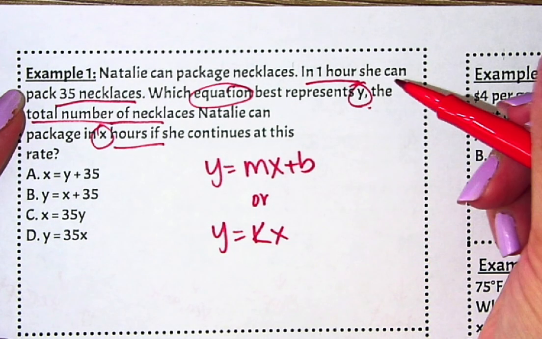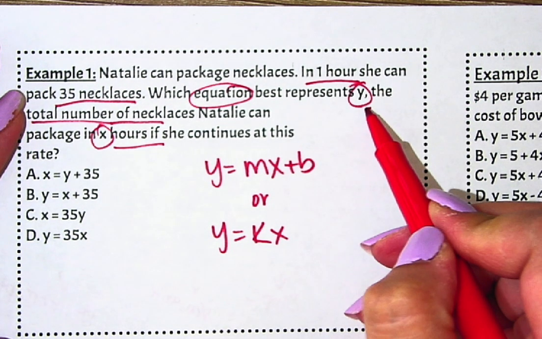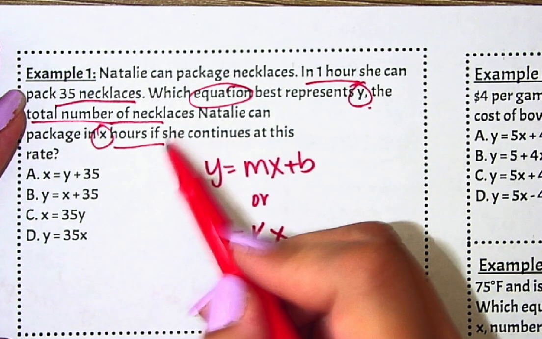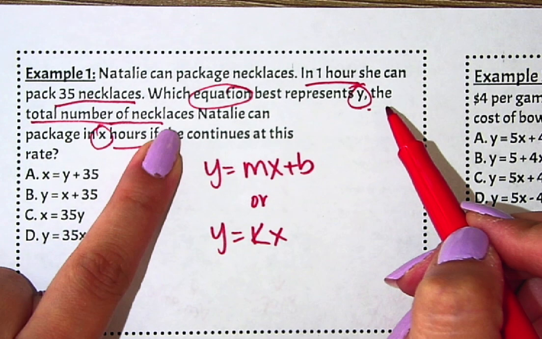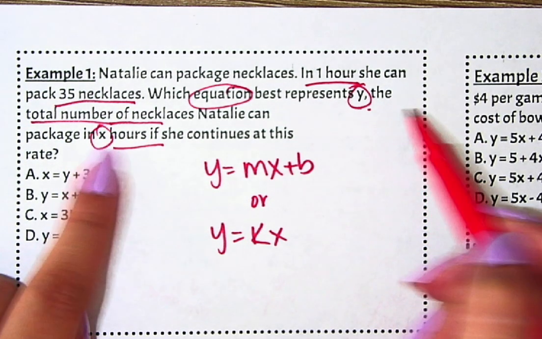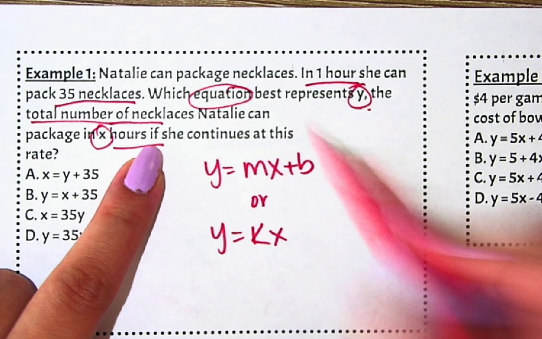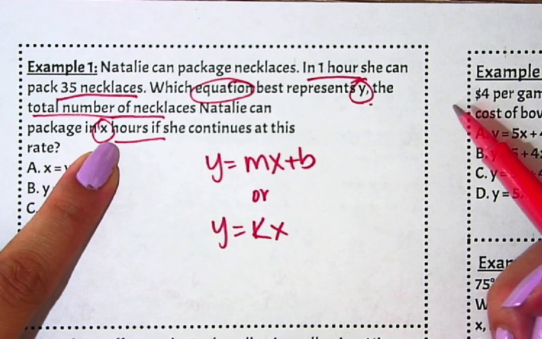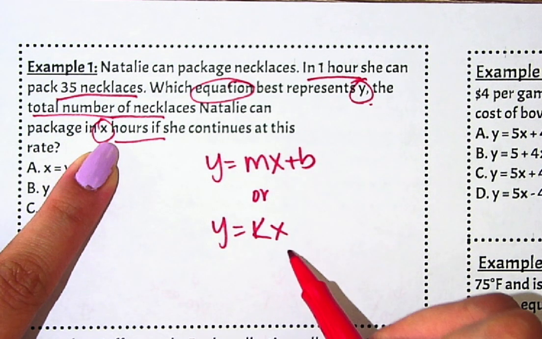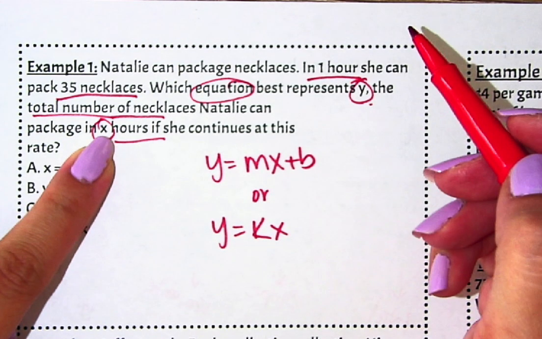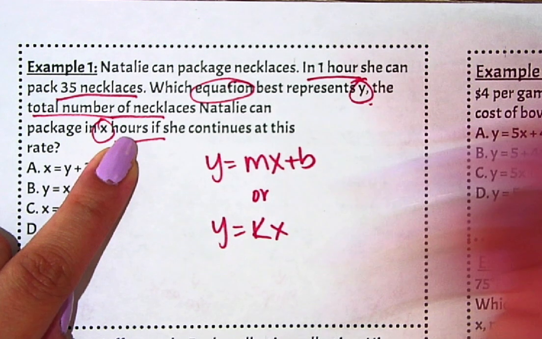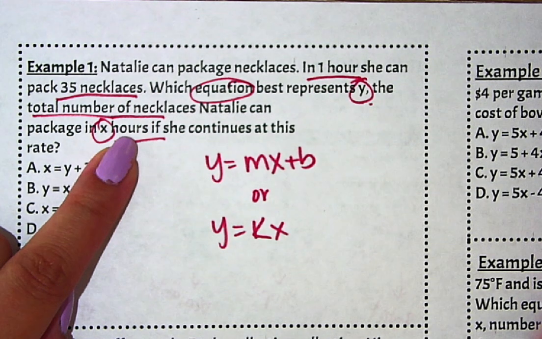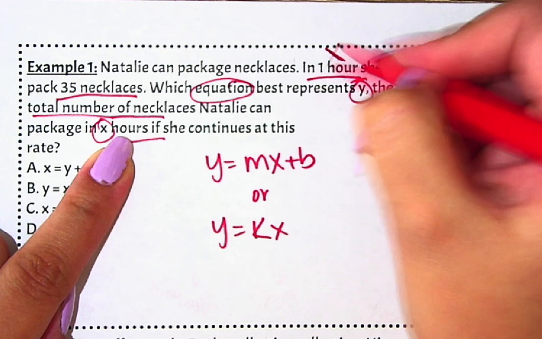So we're going to go back into this problem. They tell me what my y is and they tell me what my x is. They say that y is the total number of necklaces, right? And x is hours. So which number, or where can we put our letters at? I'm going to look at the x first, okay? I'm going to look at this part in our equation. It tells me x represents hours. So which number is representing hours? The 1 hour or the 35 necklaces? Right here, the hour. So I'm going to put that on top.